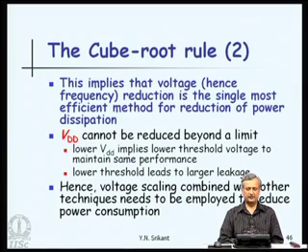Okay. So, our problem is we cannot always use voltage reduction as a method of controlling power consumption, because the source voltage VDD cannot be reduced beyond a limit. Lower VDD implies lower threshold voltage, and we need to lower the threshold voltage to maintain the same performance, and lower threshold voltage leads to larger leakage. So, our equation will be wrong. We cannot ignore the static power or leakage power anymore at very low voltage levels. Therefore, voltage scaling combined with other techniques needs to be employed to reduce power consumption in processors.